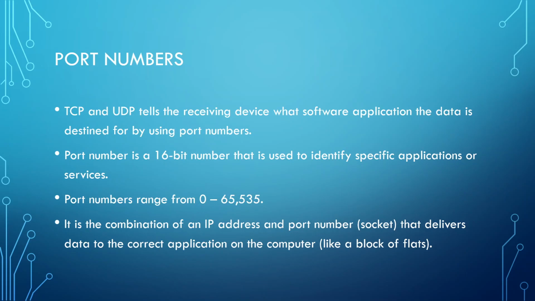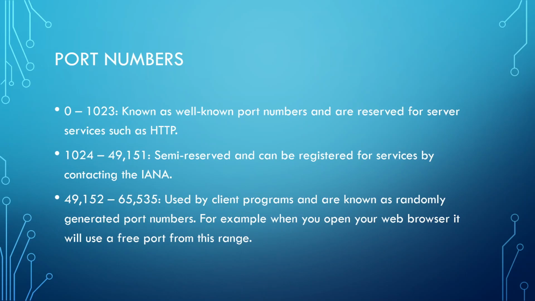Think of this like a block of flats. Flats in the same building will all have the same street address. The street address represents the IP address. However, we can identify each flat individually by the flat number. The flat number is similar to the port number in that the port number identifies the software application that the data is destined for, that specific software application, when there could be multiple software applications running on the computer at the same time. So just like with IP addresses, port numbers are broken up into different sections.